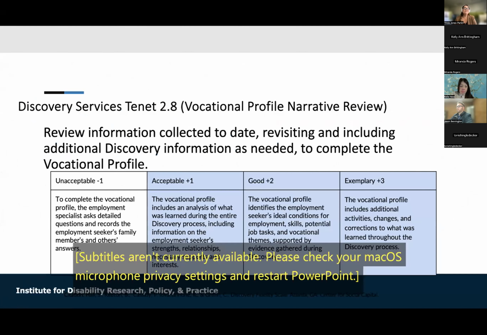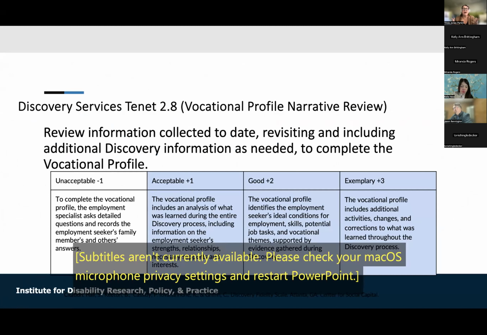All right. So we always start with our tenants, right? From the, my brain is not working today. From the fidelity scales. So this is fidelity tenant 2.8.